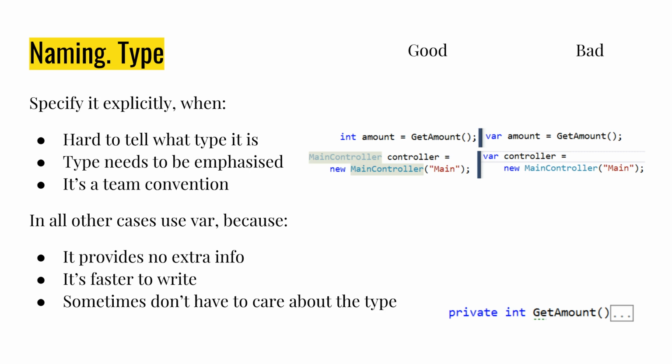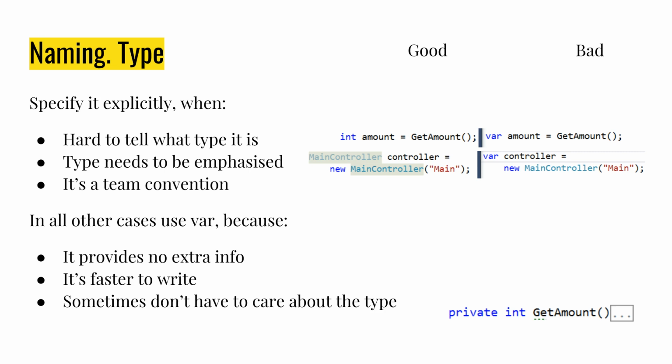For our second case, we sometimes might want emphasis on what type a variable is. It's a main controller, it's an important controller, it's very important, and we want to express the importance with a type. So we specify the type main controller instead of just writing var. Even though in most cases when you say new var, you can infer the type from the type that you use to create something. And again, if it's a team convention, use type explicitly over var.